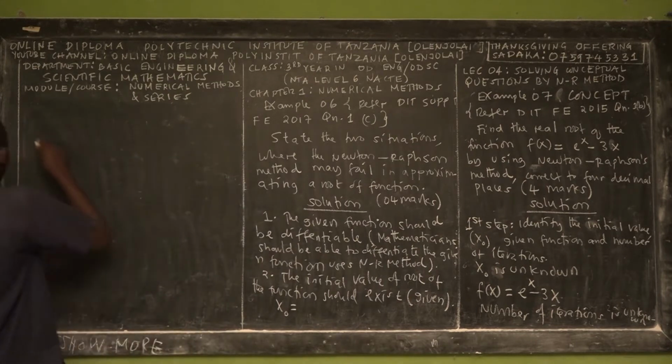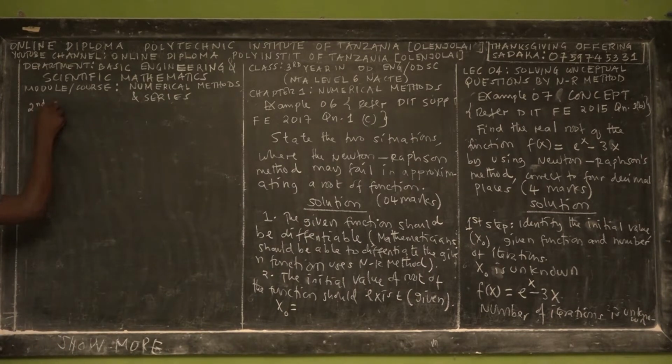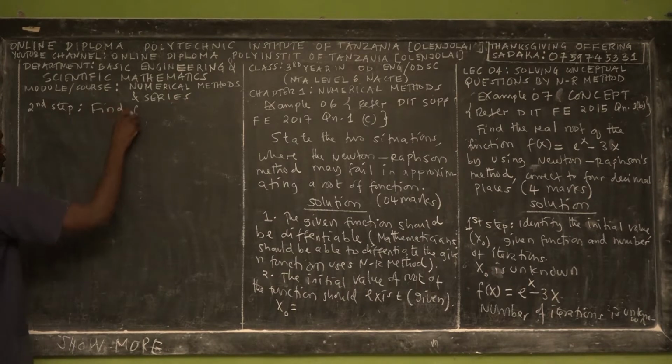So we go for the second step: find the first derivative of the function. You are given f of x is equal to e power x minus 3x.